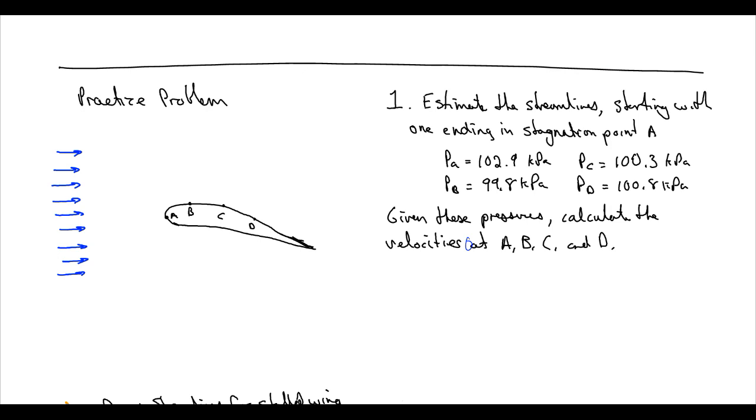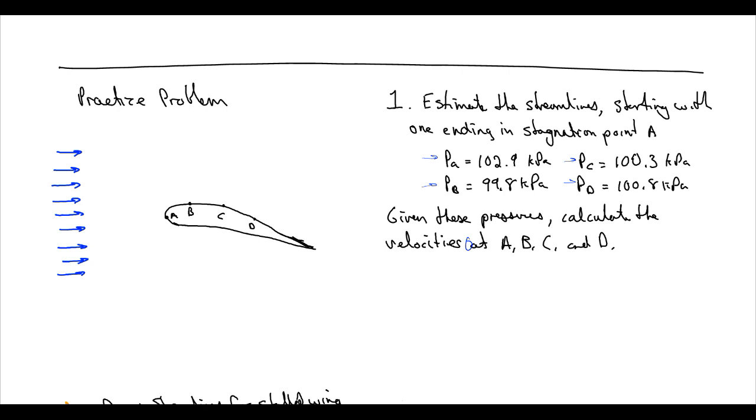And now we're going to use it to estimate the velocity of air over a wing. So the first thing we're going to do is estimate the streamlines that go over a wing, and then starting at one end, ending in the stagnation point A, let's assume we've put pressure taps in that allow us to measure the pressure along this wing, and these pressures are given by these pressures here. And given these pressures, calculate the velocities at A, B, C, and D.